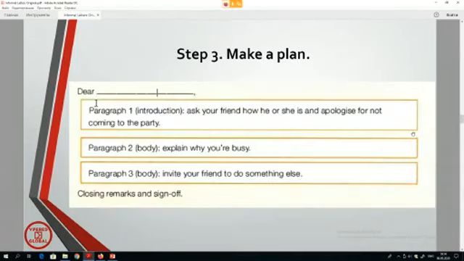Move on. Step 3, make a plan. So here's a plan. You should start with dear, then paragraph 1, introduction. Ask your friend how he or she is and apologize for not coming to the party. Paragraph 2, body. Explain why you're busy. Paragraph 3, invite your friend to do something else. Closing remarks and sign off. So here we see that we do have a plan, and we should stick to this plan.